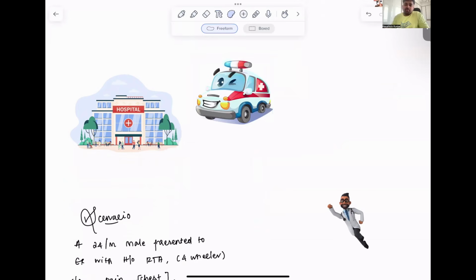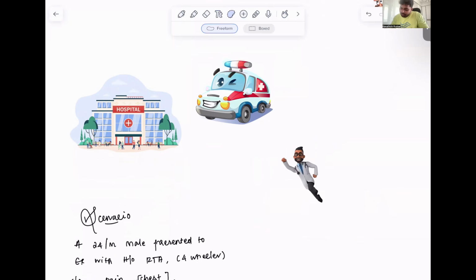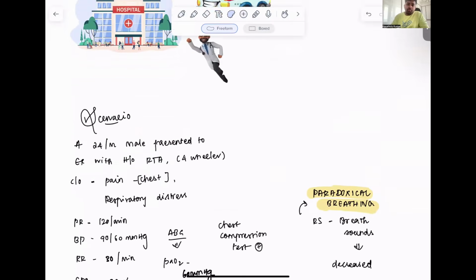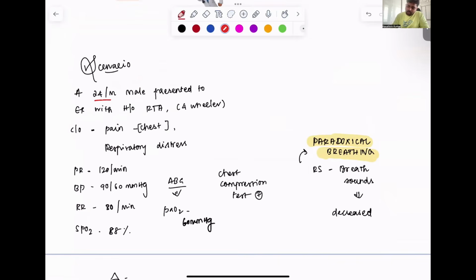So you are from the emergency department and you had gone for a 5 minute tea break, and you get a call from the ER and you immediately rush to the emergency department, right? And there they are briefing you about this case. A 24-year-old male presented to the ER with history of RTA, four-wheeler, and he suffered a major injury to the chest, right? Patient complains of pain in the chest and he has respiratory distress.